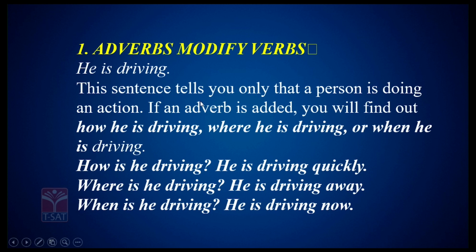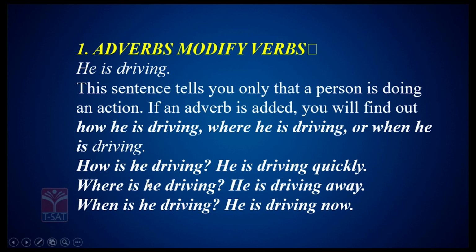Now, take a simple sentence here. He is driving. The sentence tells that how a person is performing an action. He is driving, that is it. If any adverb is added, you will find out how the rate of action is taking place. How he is driving, where is he driving, or when he is driving.